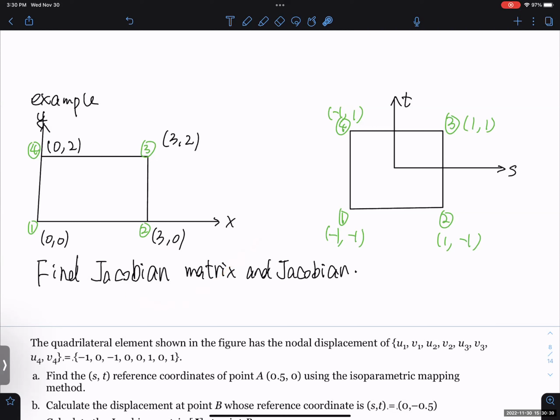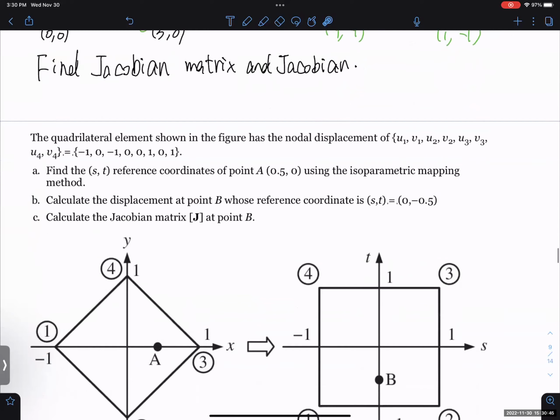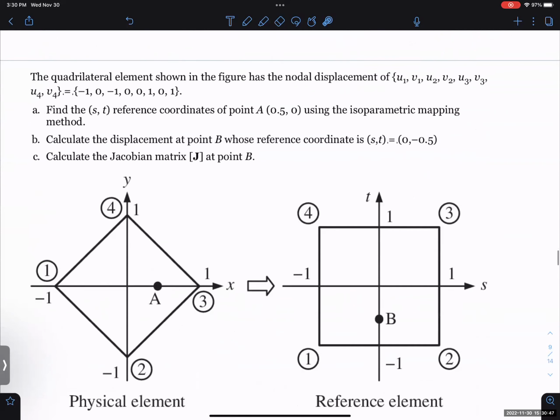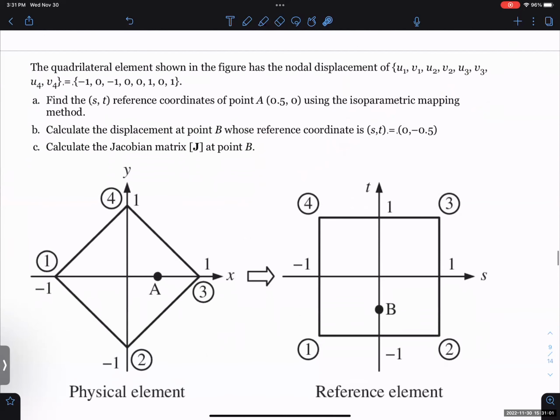So it might be, I don't know, a small question. I'm not sure. I will know later. For this one, I think it is a homework problem, calculate the Jacobian matrix. So same as our example problem in class. It's just that I changed the geometry, but no matter how I change the coordinates or how I rotate the element, the calculation method is the same.